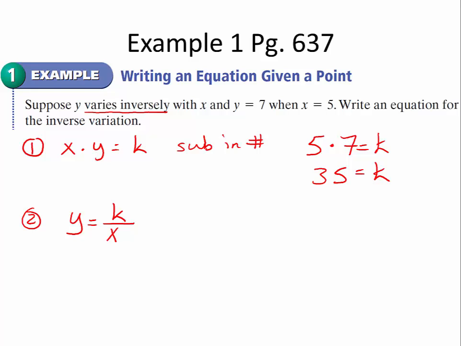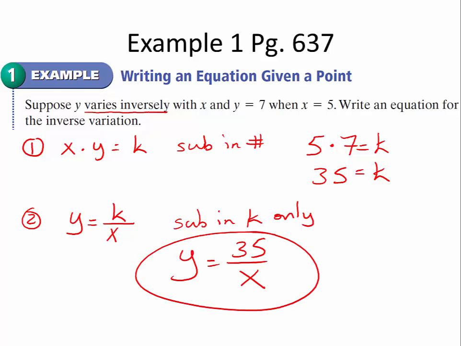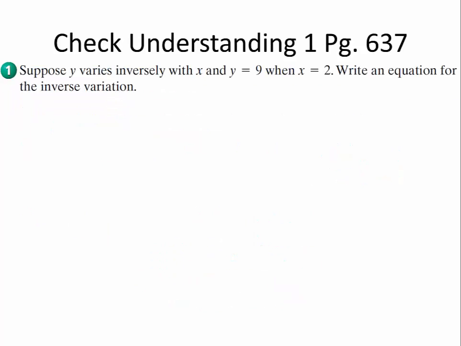Now in this instance, sub in k only. In order to keep this an actual equation, you need the x and y variables in order to have options as to which coordinates that you want on a graph. So you do not sub anything in for x or y, only k gets subbed in with 35. So that is y equals 35 over x. And there it is, all done. All right, go ahead and try this next one and see how you do.